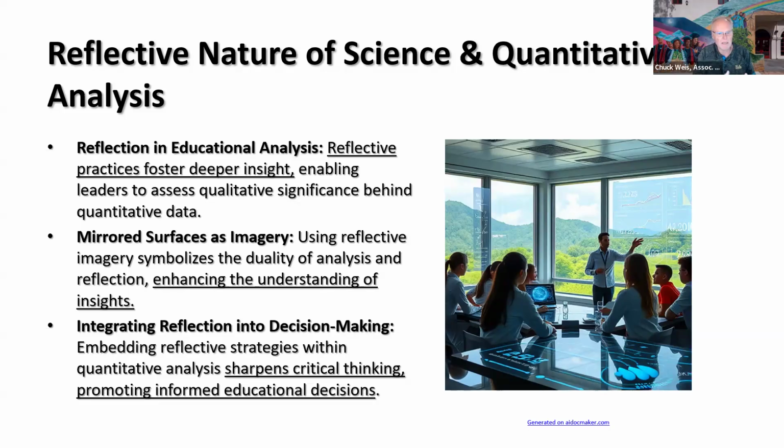And he talks about imagery. Imagery, the symbols, it enhances understanding of insights. And so the visual nature of humans is critical to look at the imagery of that data. And integrating reflection into decision making is critical. His whole theory is that it sharpens critical thinking and promotes informed educational decisions. And that's why we need to have this reflective nature of our work.